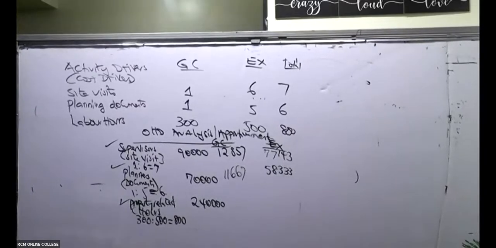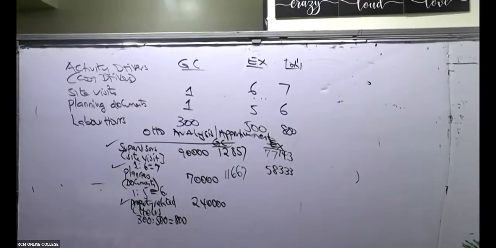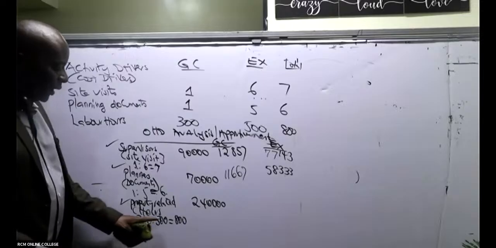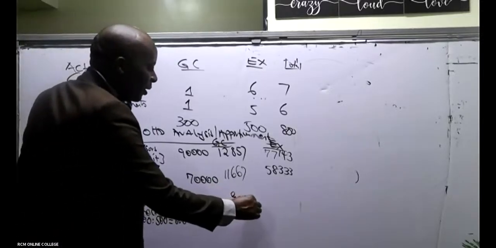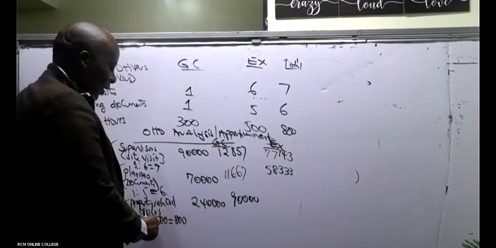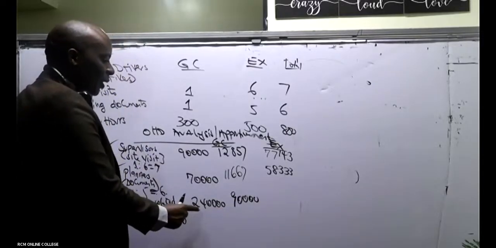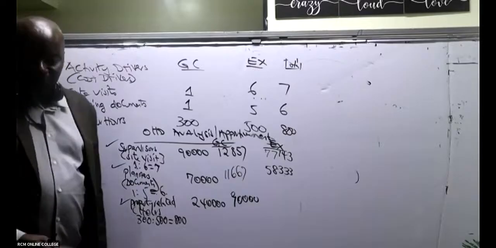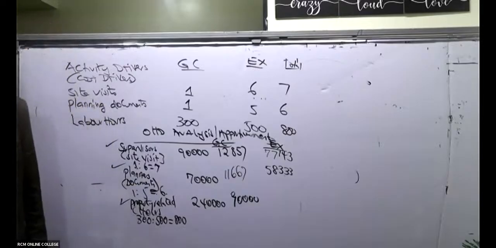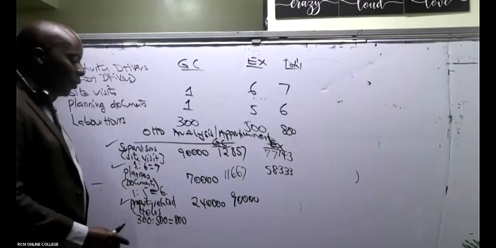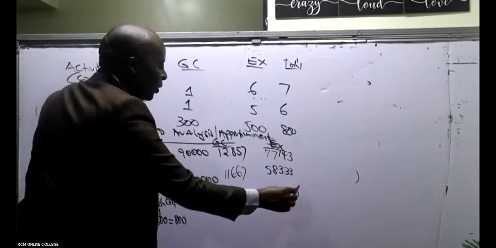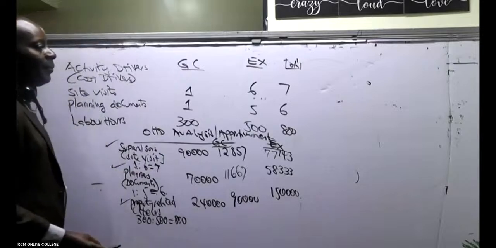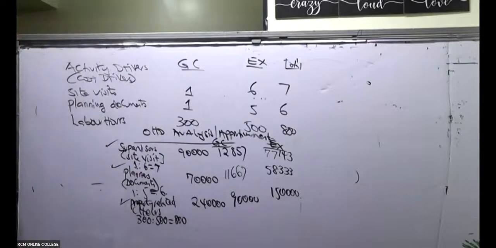So this one here gives me 90,000. So 3/8 gives me 90,000, versus what here? 5/8 times 240,000. That gives me what figure? 150,000. Like that. Okay, thank you. 150,000.